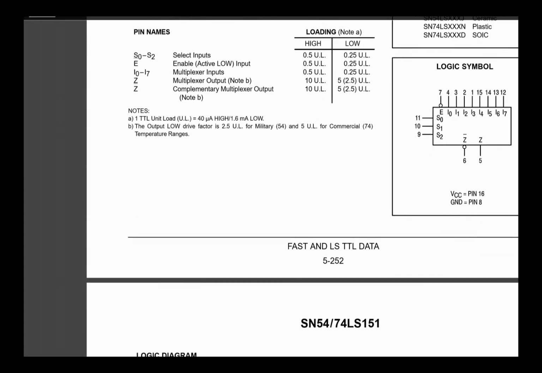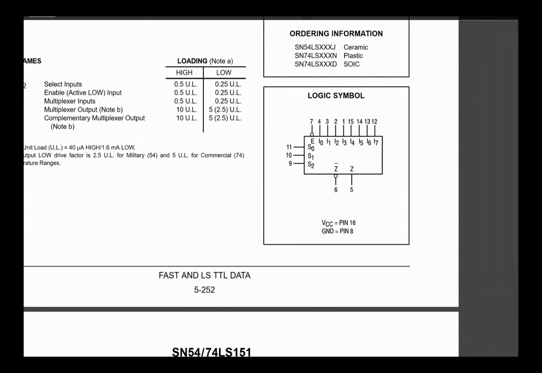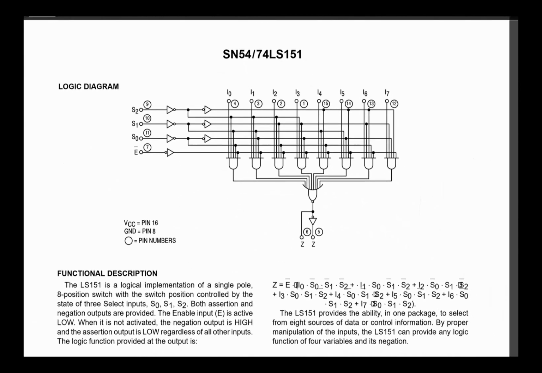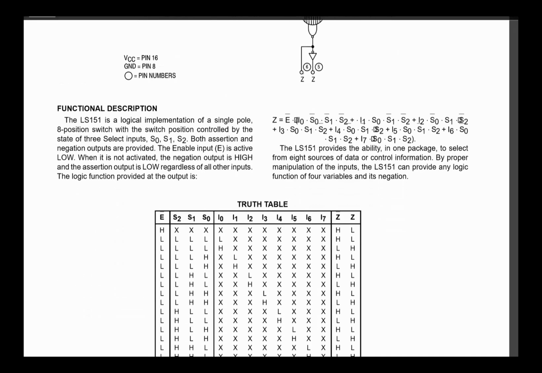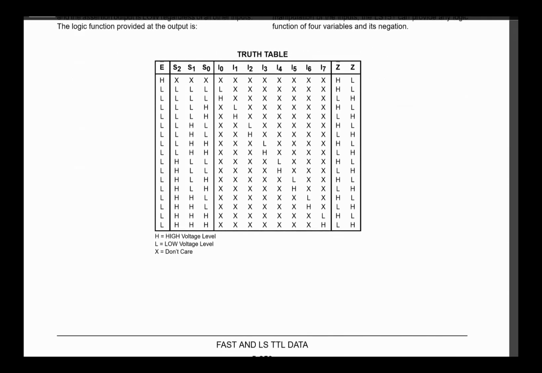So let's take a look at a picture. Here's a good picture of this. Depending on what you select on S0, S1, and S2, you get one of the bits I0 through I7 connected to Z, and the complement of Z will come out on the next pin. Pretty straightforward. Here is the circuitry. If you want to know what's inside those chips, you can spend some time looking at this. They even give the expression, and here is the equation.